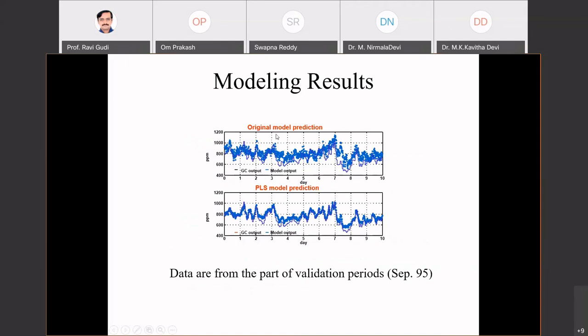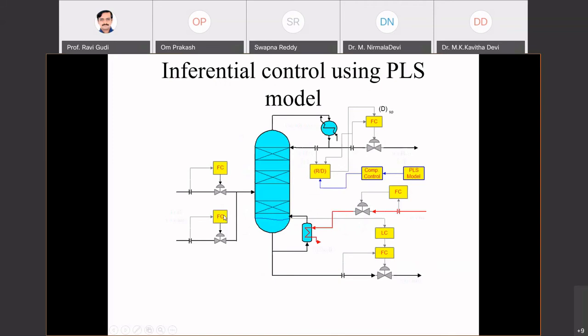The original model that they had gave predictions like this, where the continuous blue lines are the model output. In some cases it under-predicted. These are the experimental values from the plant and the PLS model predictions. You can see that especially in this region it still performs not so well, but here and here the PLS model performed much better. And the true test, of course, was when it was deployed in the actual plant.